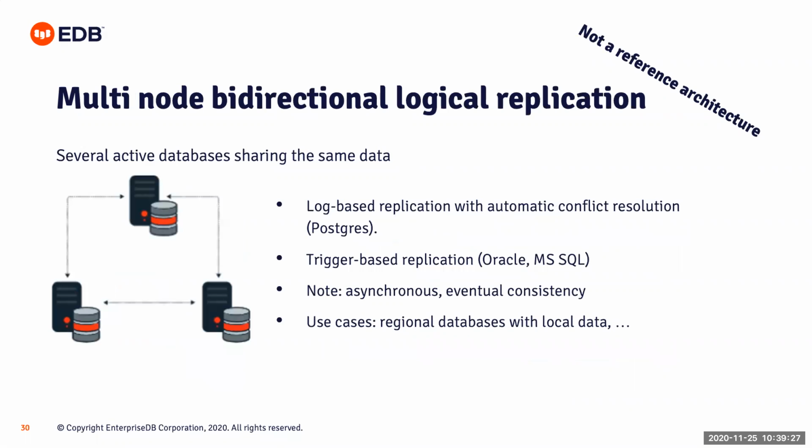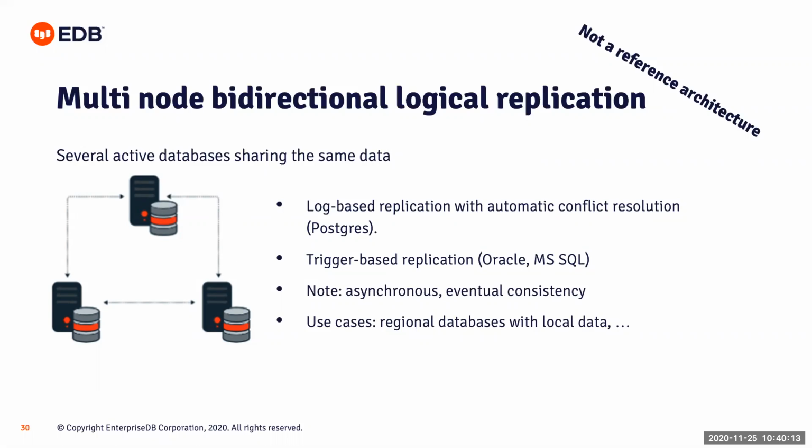And then the last one here is multi-node bidirectional logical replication, also known as multi-master. Again, here we have several primary databases sharing data and replicating data between them. Replication server allows this, and we're able to do this, but there are risks involved in this. Mainly collisions between updates. So an update is happening here as well as here at the same time. So who gets the update? Which one of them is right?